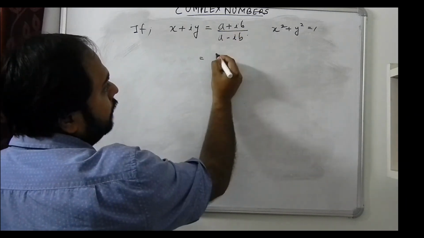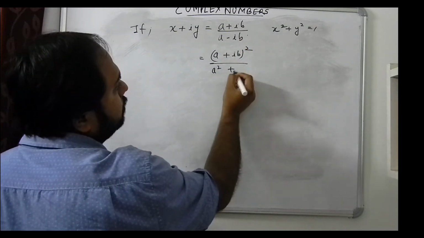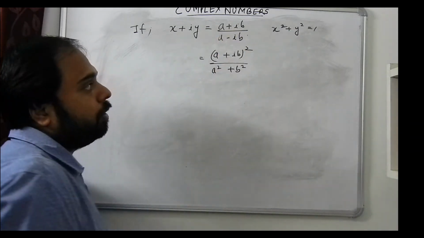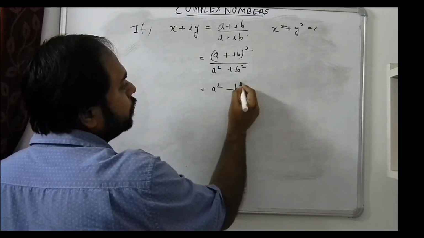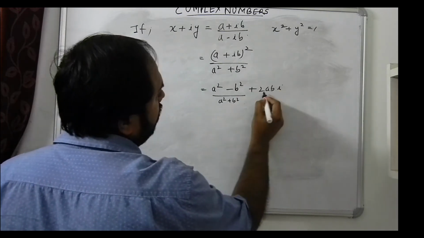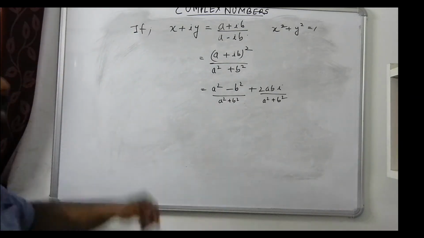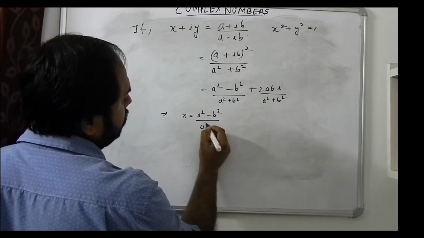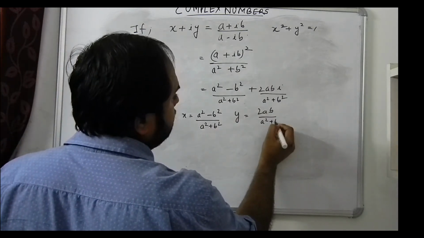I simply have to multiply, so that becomes a plus iota b whole square upon a square plus b square. I am simply multiplying by the complex conjugate of this, that is multiplying by a plus iota b from both sides, and the denominator becomes a square plus b square. So this becomes a square minus b square plus 2ab iota upon a square plus b square, right? So this is equal to x plus iota y. This implies that x is equal to a square minus b square upon a square plus b square, and y is equal to 2ab upon a square plus b square, right?